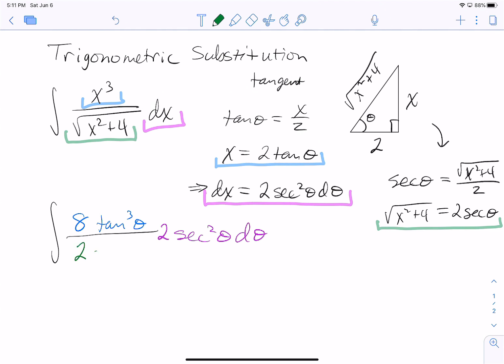So at this point, we have the integral of 8 times the tangent cubed of theta divided by 2 times the secant of theta, times 2 times the secant squared of theta d theta. So let's pause for a moment and see how we developed this triangle and then how we used it.